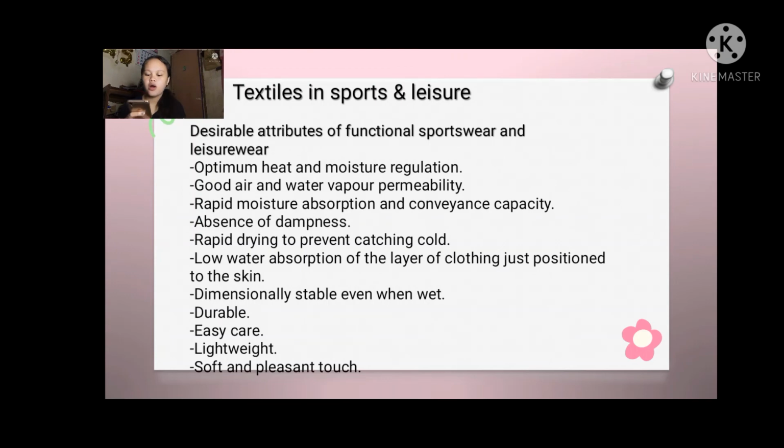Leisure wear. It should have optimum heat and moisture regulation, good air and water vapor permeability, rapid moisture absorption and conveyance capacity, absence of dampness, rapid drying to prevent catching cold, low water absorption of the layer of clothing next to the skin, be dimensionally stable even when wet, durable, easy care, lightweight, and soft and pleasant to the touch.